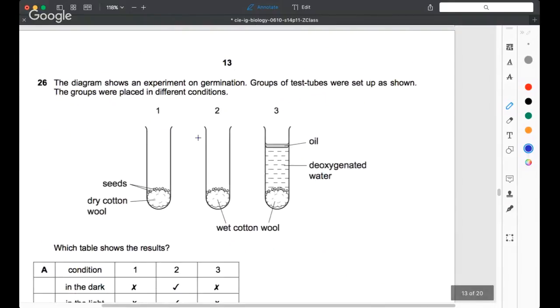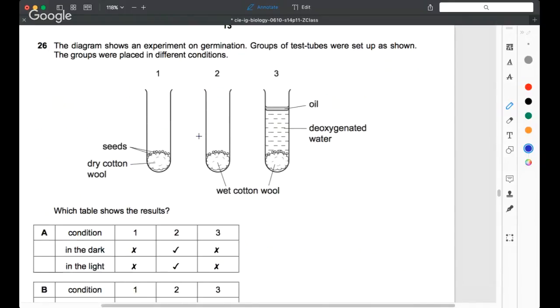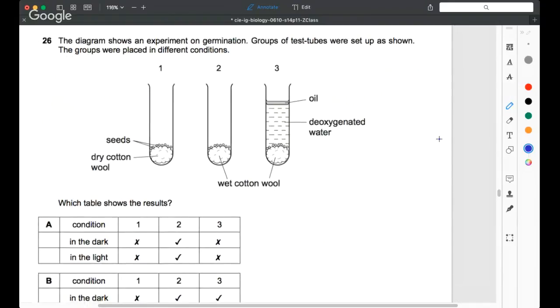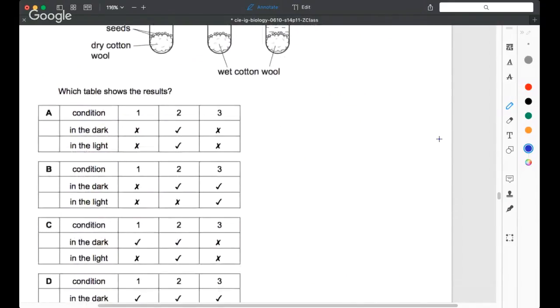26. The diagram shows an experiment on germination. Groups of test tubes were set up as shown. The groups were placed in different conditions: seeds on dry cotton wool, seeds on wet cotton wool, and seeds on wet cotton wool with deoxygenated water sealed by oil on top. Which table shows the correct results?